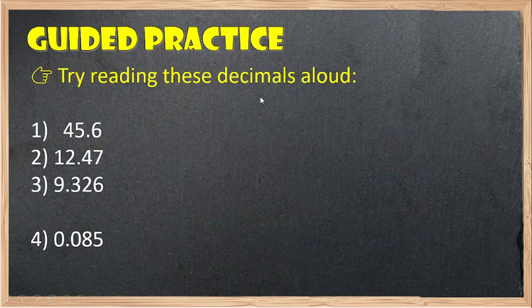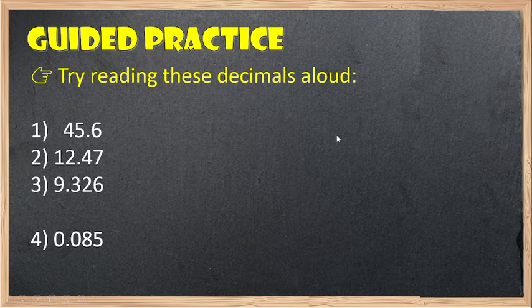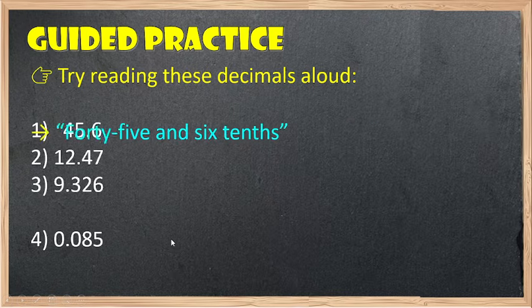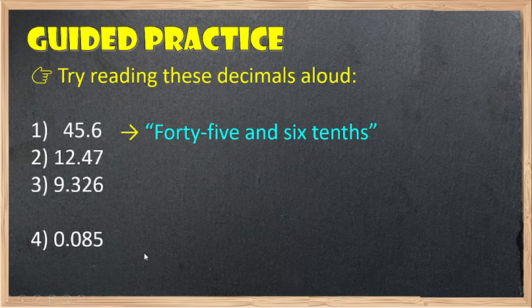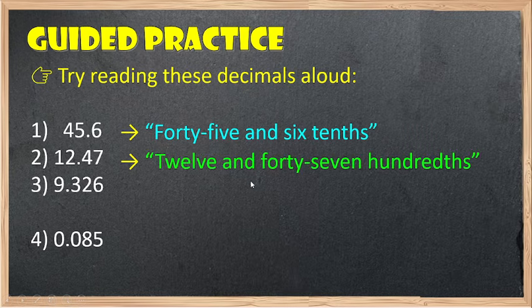Try reading these decimals aloud. Okay? So, try it on your own. Number 1, we have 45.6. What would be the answer? Correct. The answer is 45 and 6 tenths. Number 2, we have 12.47. What would be the answer? Correct. The answer is 12 and 47 hundredths.